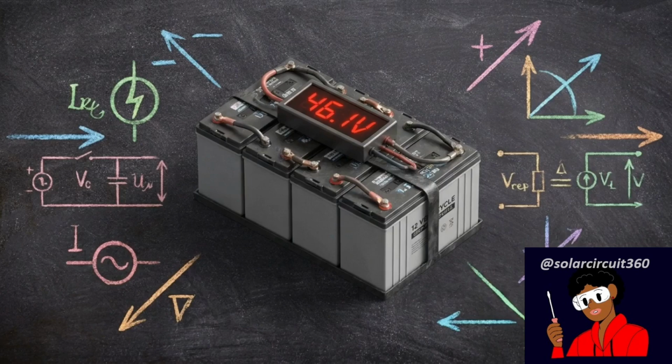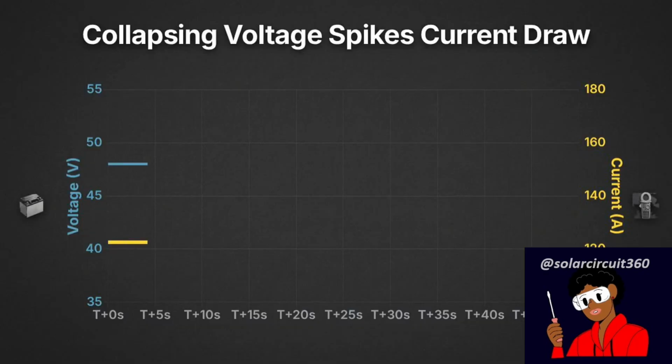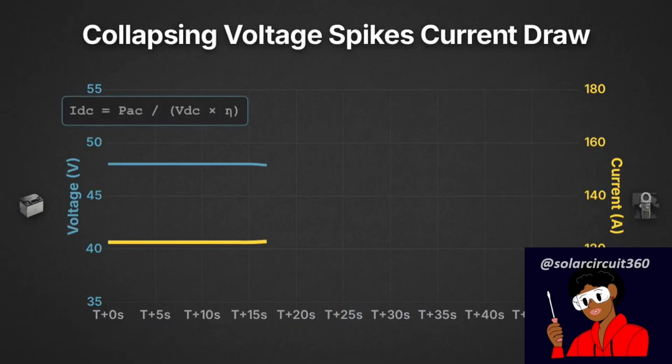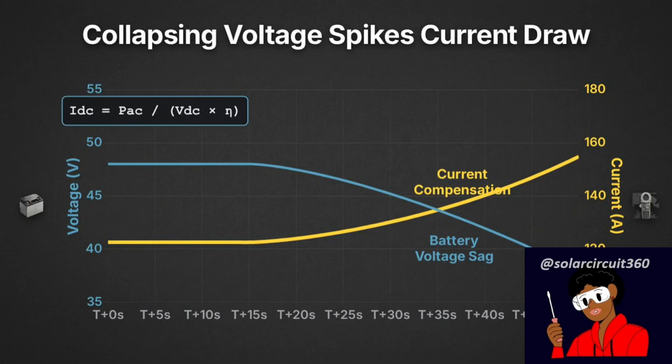That 100 amp calculation relies on a perfectly stable 48-volt battery bank, which is physically impossible under a heavy load. The internal chemistry of a weak or heavily taxed battery physically cannot maintain peak voltage when demand spikes. This is known as battery voltage sag. This graph illustrates the required inverse relationship to maintain constant power. As voltage falls, current must rise. During a high load event, the collapsing voltage forces the inverter to pull even more amps to compensate.